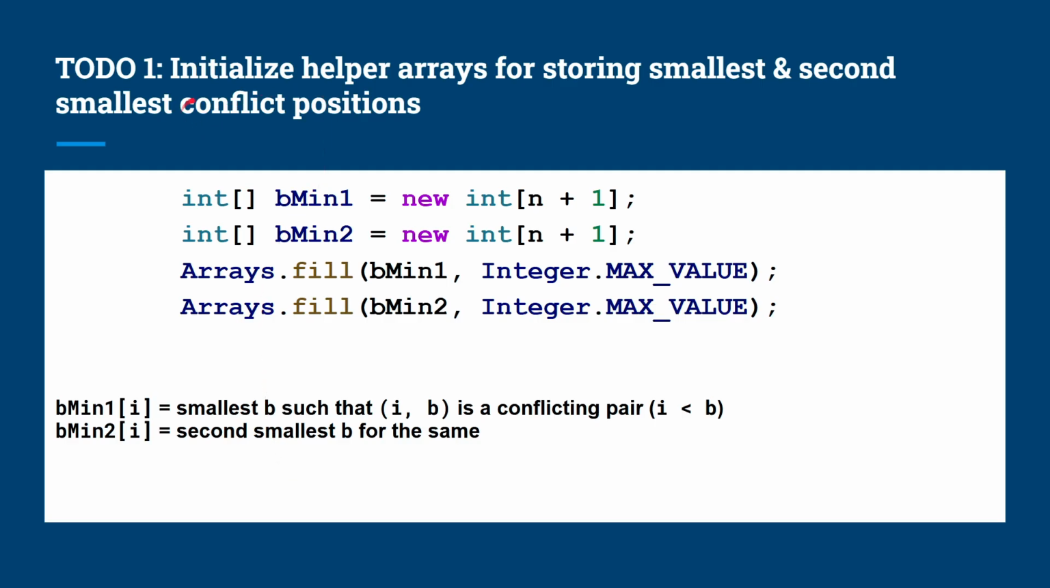Very first step, what we have to understand, we have to initialize the helper array for storing the smallest and second smallest possible values. Let's call it b min at 1, right, where this b min is nothing but the smallest b such that i to b, and the conflict pair between i should be less than b, correct? Similarly, we'll have the b min 2. So these two will define the smallest b and the second smallest b, we can say. And then we will fill both with the max value.